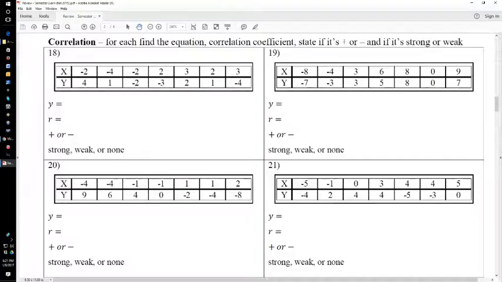All right, so for number 18, 19, 20, and 21, we are going to be using the calculator. So you have to know how to use the calculator for this one. Correlation is nothing more than how well the data fits the line. Is it like, here's the data, here's the line, and the data is real close to it? So that's really strong correlation.